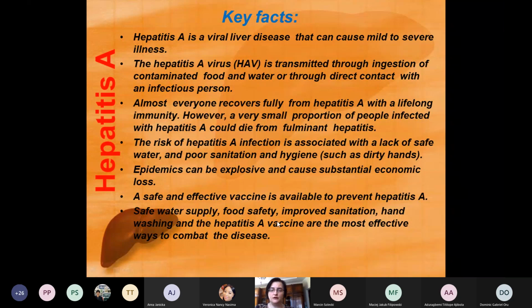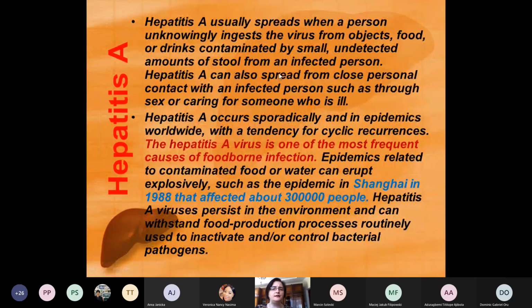Safe water supply, food safety, improved sanitation, hand washing, and the hepatitis A vaccine are the most effective ways to combat the disease. Hepatitis A usually spreads when a person unknowingly ingests the virus from objects, food, or drinks contaminated by small, undetected amounts of stool from an infected person. Hepatitis A can also spread from close personal contact with an infected person, such as through sex or caring for someone who is ill. Hepatitis A occurs sporadically and in epidemics worldwide, with a tendency for cyclic recurrences.